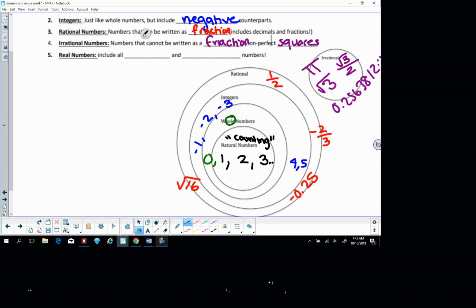Real numbers, like when we do that graph and we say all real numbers, we just mean that includes all rational and irrational. So all of these numbers are included in infinity and negative.